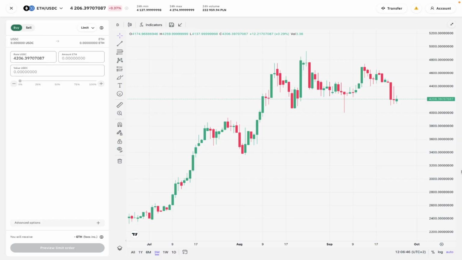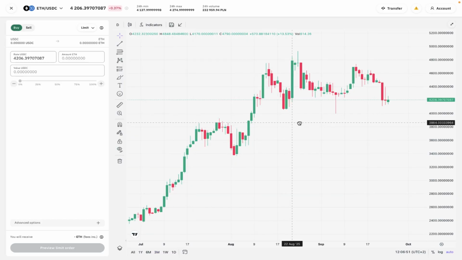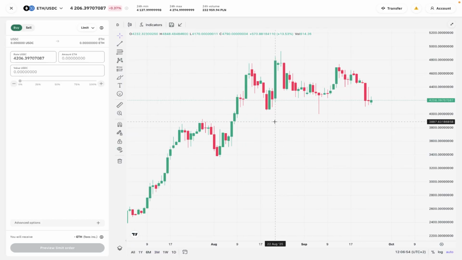Today is Wednesday, September 24th, 2025. Let's take a look at Ethereum. This is Ethereum quoted to USDC on the daily time frame chart. Let's take a look at what is going on here.